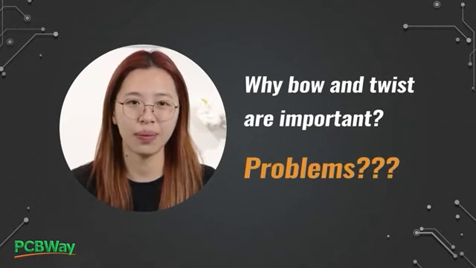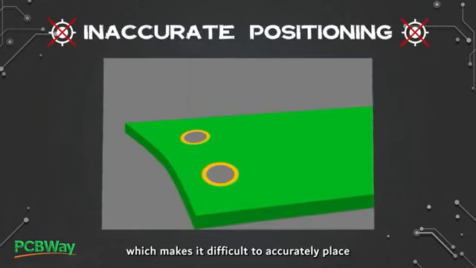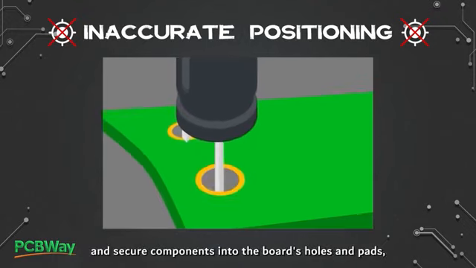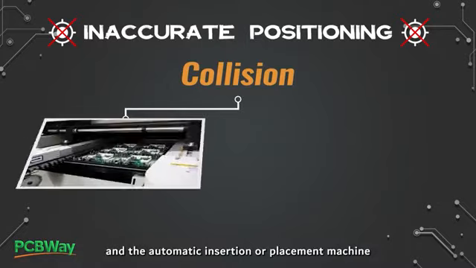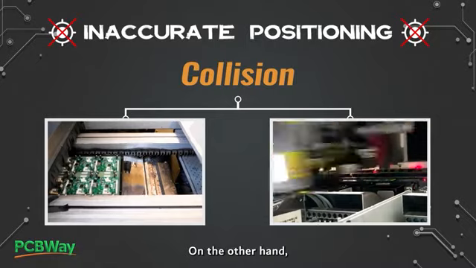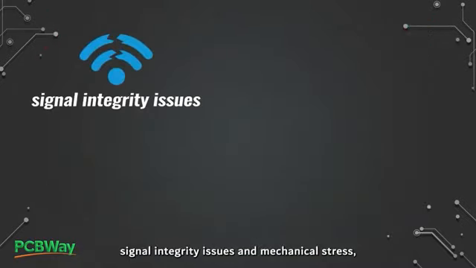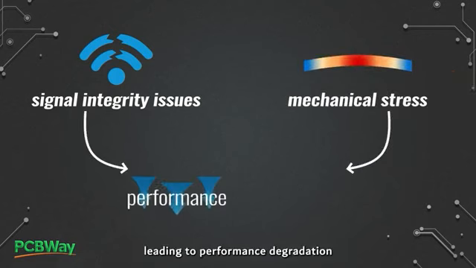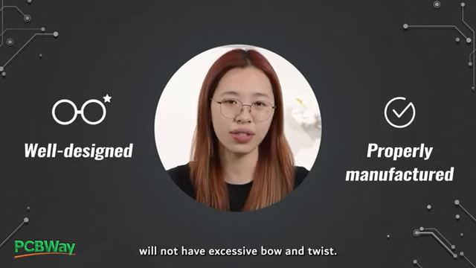Let's discuss that. Bow and twist can cause inaccurate positioning during assembly, which makes it difficult to accurately place and secure components into the board's holes and pads, or even cause a collision between boards and the automatic insertion or placement machine during the assembly line. On the other hand, bow and twist in PCBs can cause signal integrity issues and mechanical stress, leading to performance degradation and potential component failure over time. Well-designed and properly manufactured PCBs will not have excessive bow and twist.